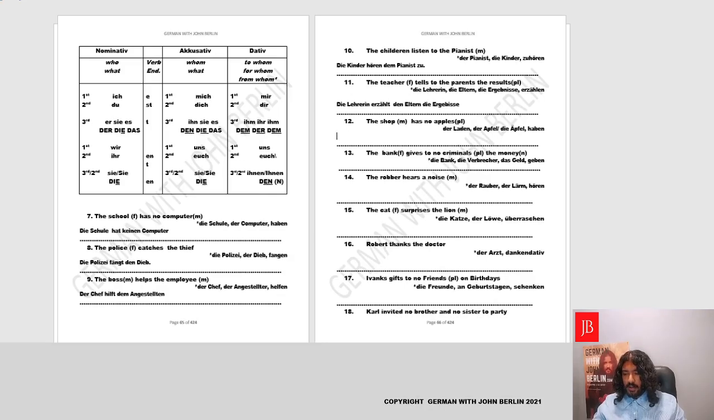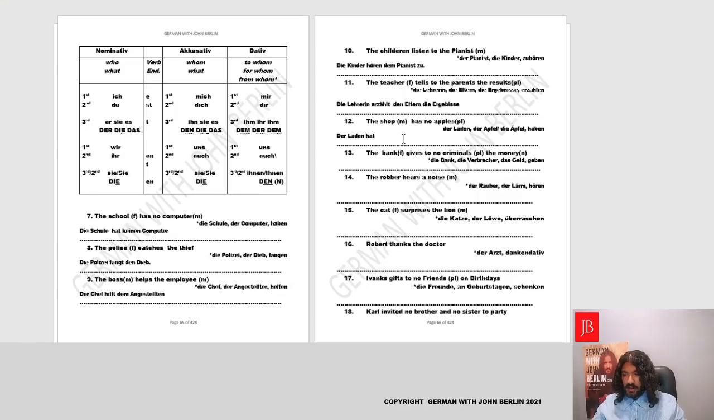Moving forward, the shop has no apples. So let's find out what has no apples. The shop is masculine, so we'll pick up der. It's called Laden. Der Laden. The verb is haben, to have. So we'll conjugate it for third person. Remove the en and add a t. It'll become hat. Yes, we don't use the b.